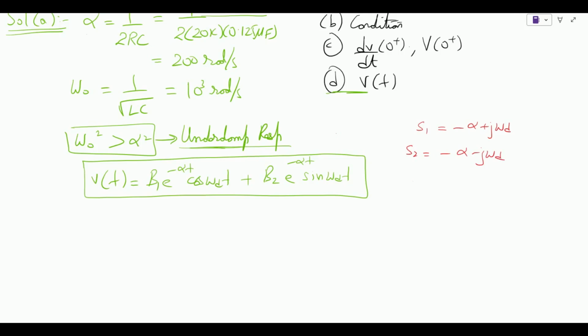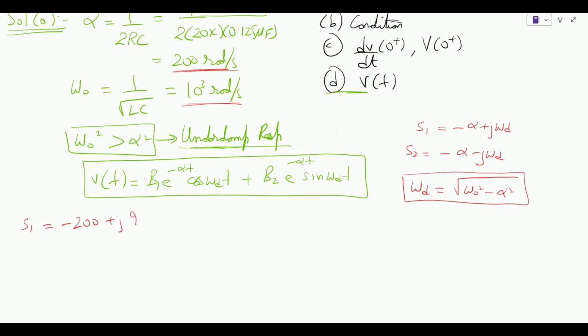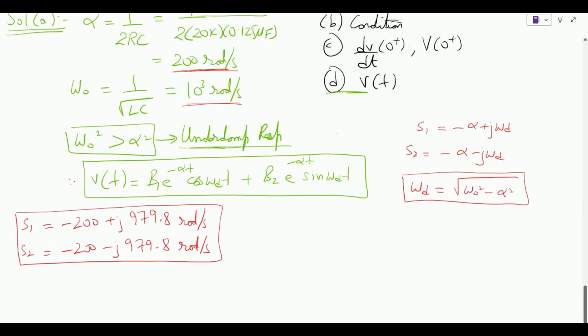Now in this condition, we need to know omega d. The damping frequency is the square root of the resonant frequency squared minus alpha squared. Because we already have the resonant frequency and the Neper frequency, the roots can be solved from this equation. S1 comes out to be minus 200 plus j 979.8 radians per second, and S2 is minus 200. We know it's a conjugate, so it is going to be minus j 979.8 radians per second. These are the roots of this circuit. Although the main voltage equation doesn't depend upon the roots, it does depend upon the damping frequency, so I'll write it over here: omega d is 979.8 radians per second.